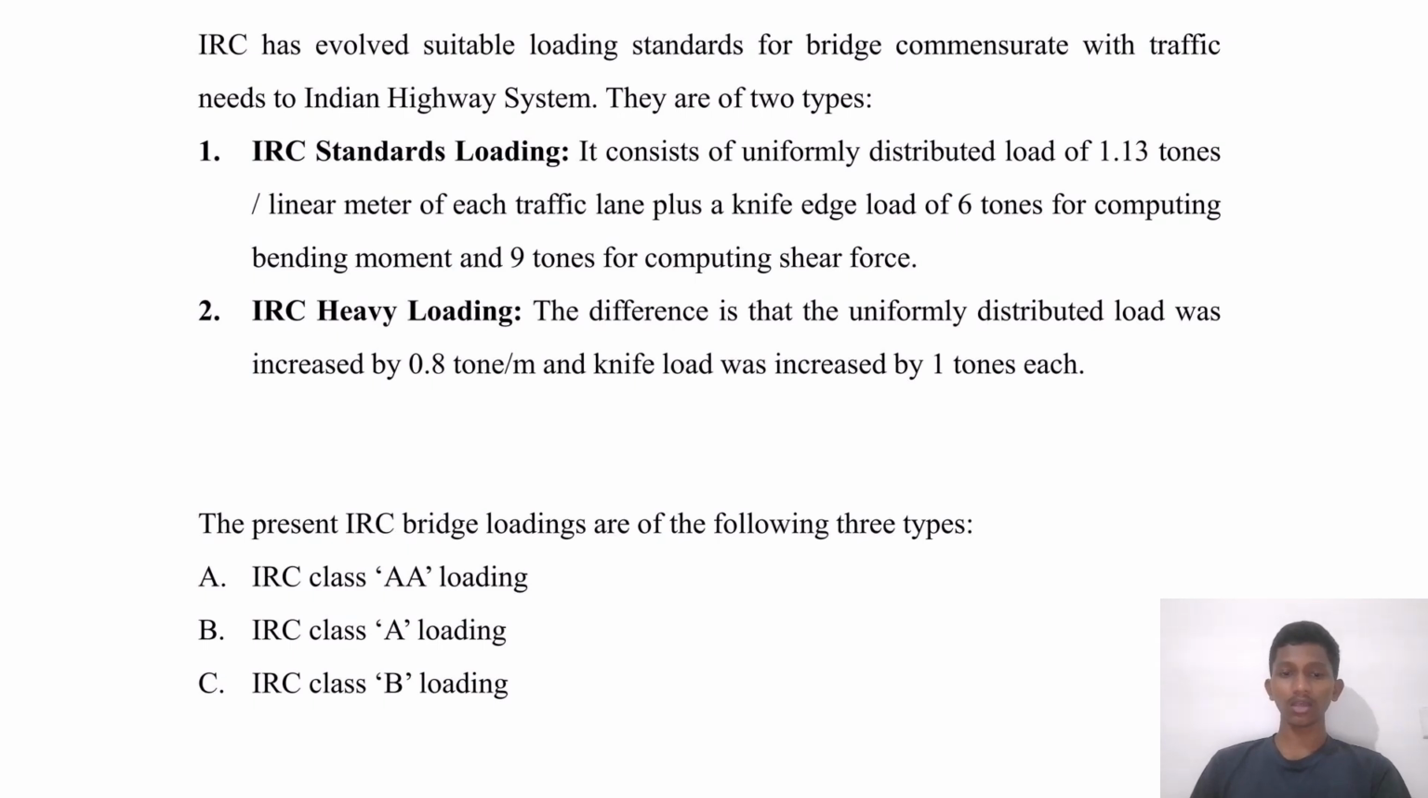Talking about the IRC loads. Now, IRC involves three types of loading, which are class AA loading, class A loading, and class B loading. IRC standards loading also involves two common types, which are IRC standard loading and IRC heavy loading. Standard loading involves 6 to 9 tons of load, and heavy loading involves 0.8 tons of load per meter.